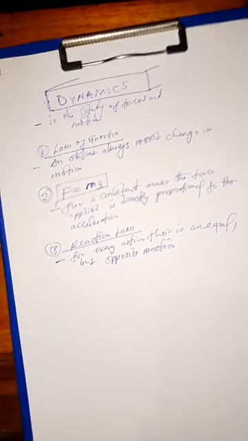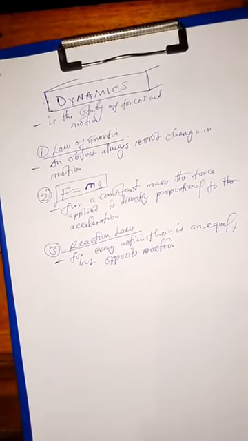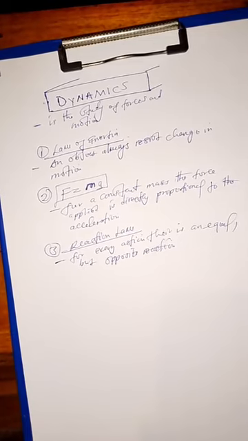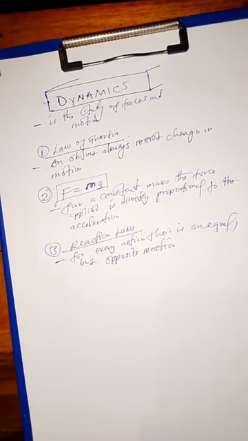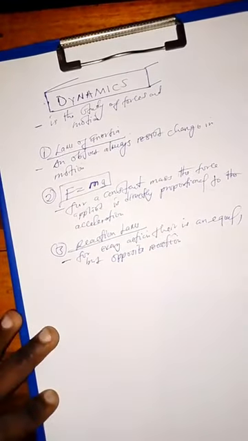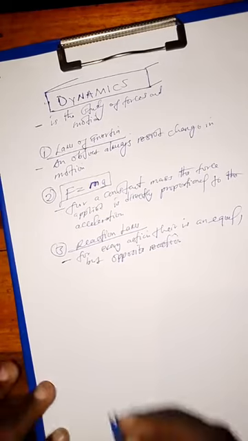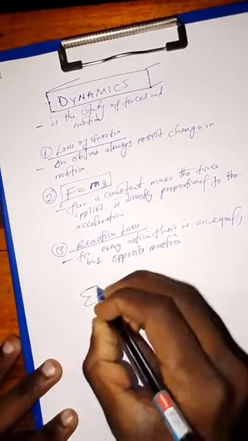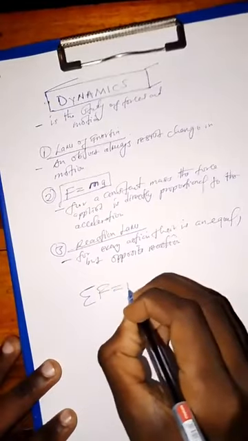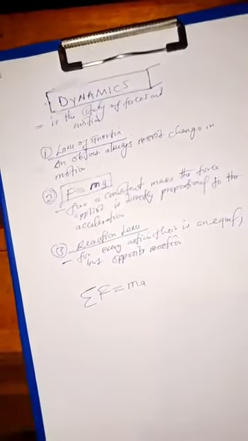So here are these pointers. Mostly in our calculations we will focus on laws 2 and 3. Law 2, which you know, says that for a constant mass, the force applied is directly proportional to the acceleration, and can be written as the summation of forces equals mass times acceleration.